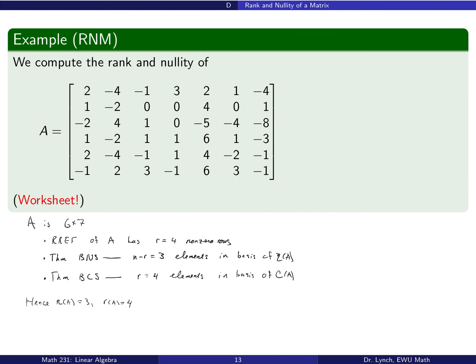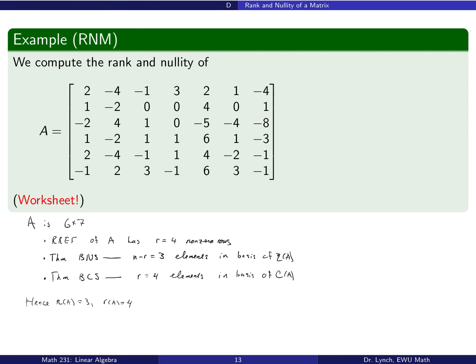Theorem BCS tells us that there are r, equal to 4, elements in the basis of the column space, so the nullity of the matrix A is 3, and the rank of the matrix A is 4. Okay, so that thing we've been calling r all along, that's the same r. The number of non-zero rows in a reduced row echelon form ends up being the rank.